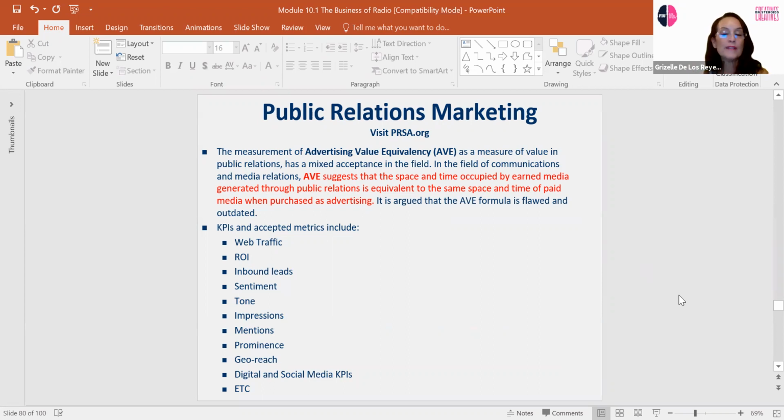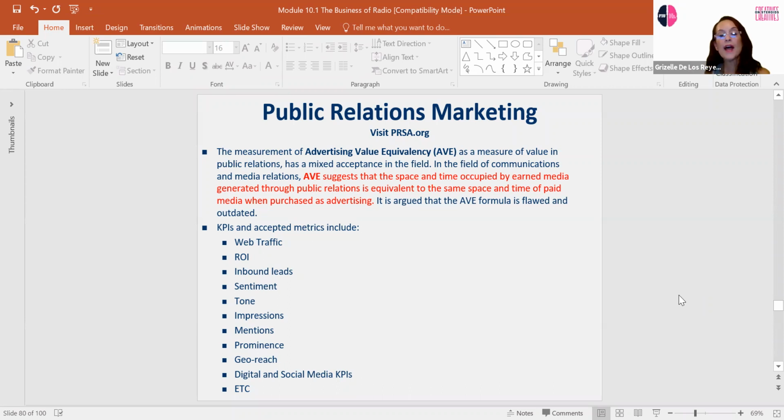And these are some metrics, the advertising value equivalence, or the AVE. They have become controversial, because basically what the AVE suggests is that space and time occupied by earned media, if you're looking at it from a PR perspective, you can quantify by using how much that earned space or time would have cost if you would have bought it. So how much would this earned campaign have cost if they would have paid for it.